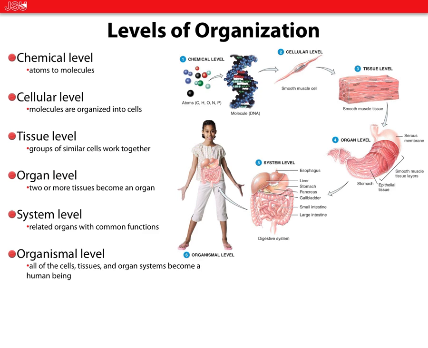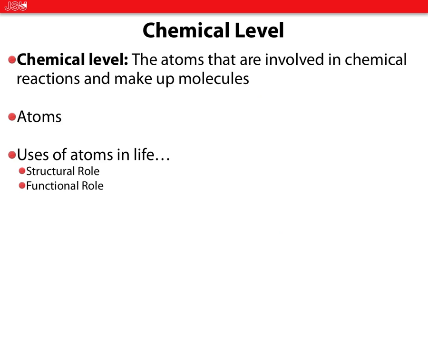Okay. Levels of organization. You should be able to at least put these in order. Tell me something about each one of them. I think you guys know what chemical goes to cellular, cellular to tissue. Chemical. What I want is this one right here.